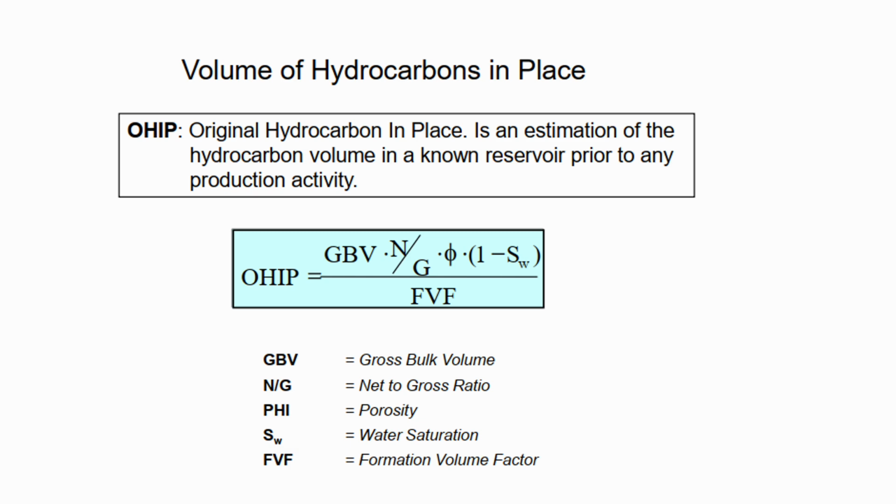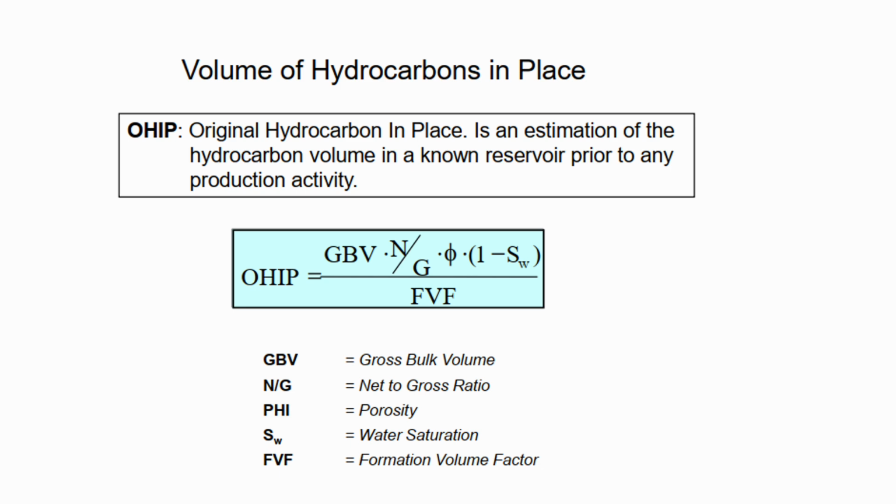Next slide. Calculating the volume of hydrocarbons in place. OHIP, or original hydrocarbon in place, estimates the total hydrocarbon volume in a reservoir before production begins. The formula for OHIP is shown here. OHIP equals gross bulk volume multiplied by net-to-gross ratio, porosity, and the fraction of hydrocarbons in the pore space, divided by the formation volume factor. Each term plays a key role.